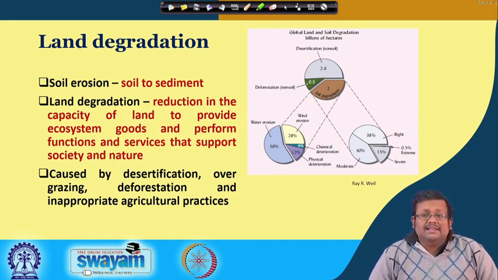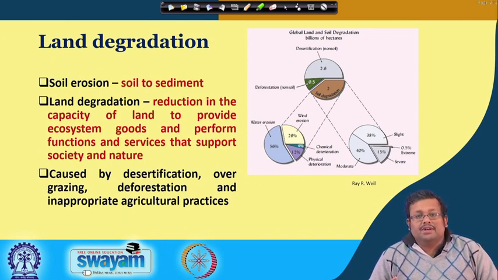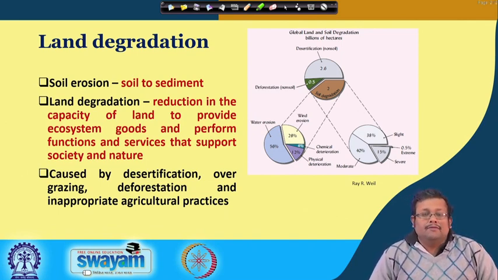This land degradation is caused by desertification, overgrazing, deforestation and inappropriate agricultural practices. Desertification is the conversion of lands to deserts, overgrazing is by the animals, and deforestation means continuous removal of the forest area, the conversion of the forest area, and then there are inappropriate agricultural practices.